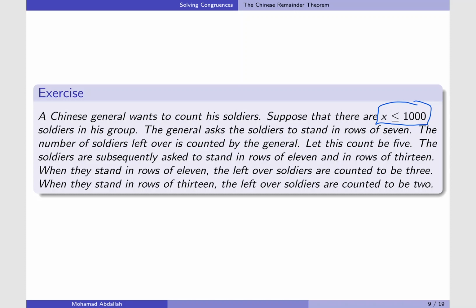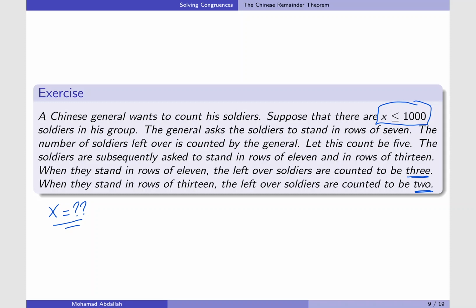Then he asked them to stand in rows of 11 and then rows of 13. When they stand in rows of 11, the leftover was 3. When they stand in rows of 13, the leftover was 2. So we need to find the number of soldiers. Of course, now without counting because we don't have them, but we have this information. So we are looking for the number X.